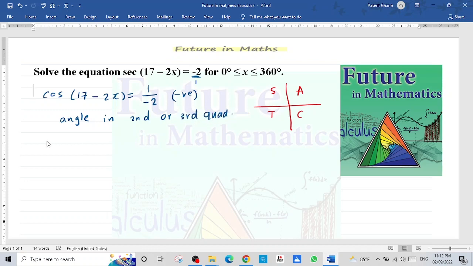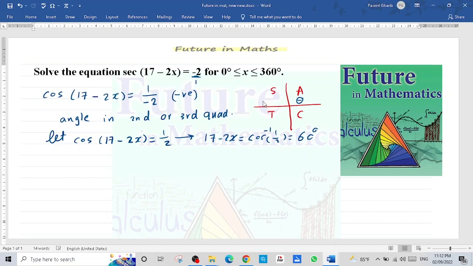Now, let cosine(17 − 2x) equal a positive half. Why? To get the acute value of the angle. So 17 − 2x equals arc cosine half, or shift cosine half. By using the calculator in degree mode, it becomes 60 degrees. But this is not our solution. This is the value of theta in the first quadrant.